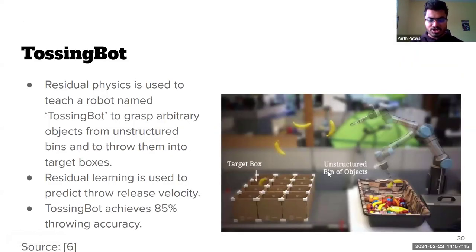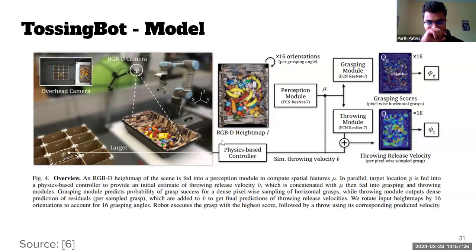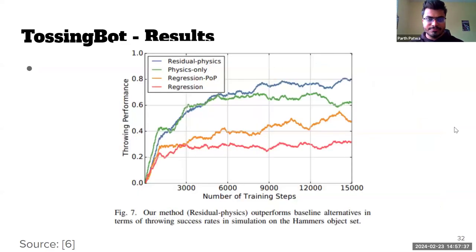One use case of this is TossingBot, where a bot was taught to toss unstructured objects into target boxes. They used a physics-based controller along with the RGB data, and both modalities are fused to get the actual score. They show that it is useful, and the residual physics model performed the best.